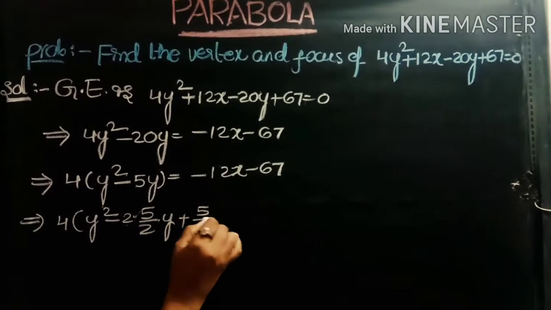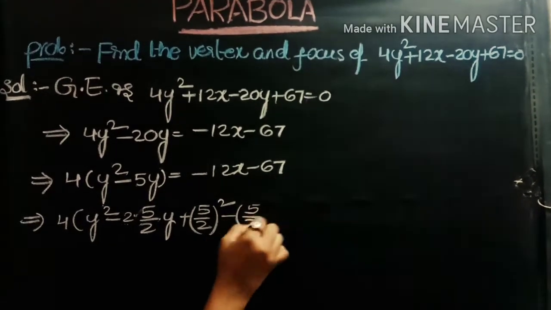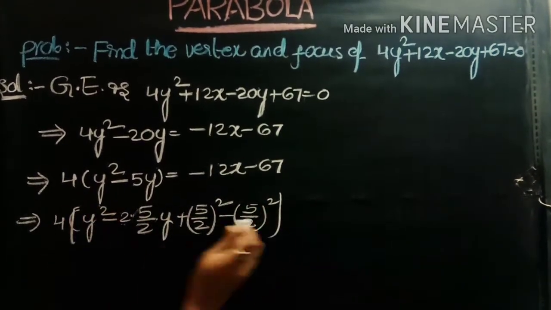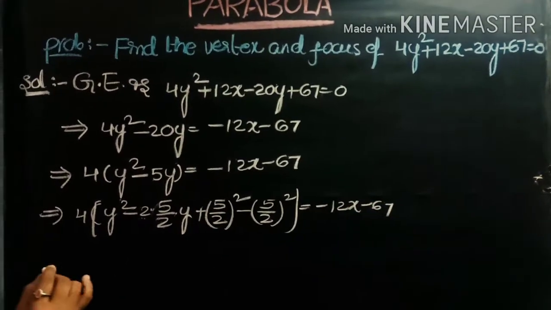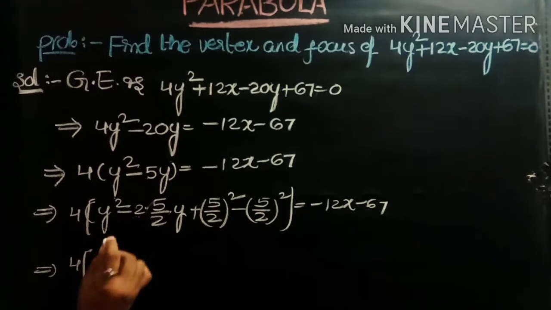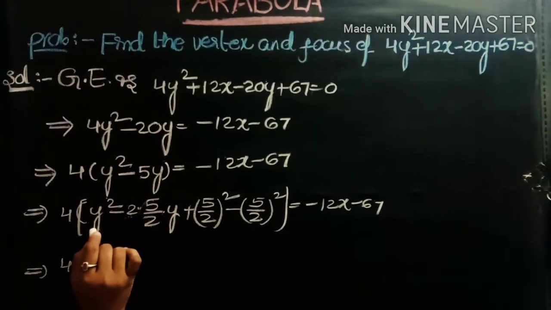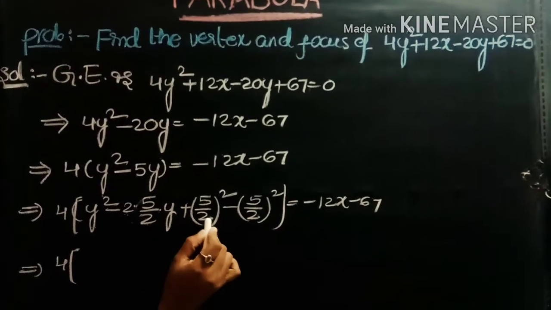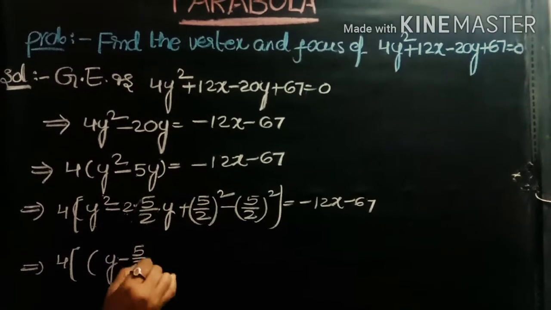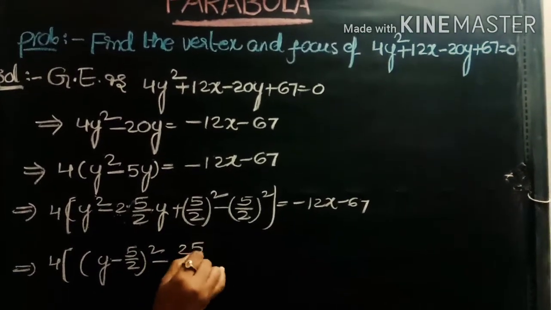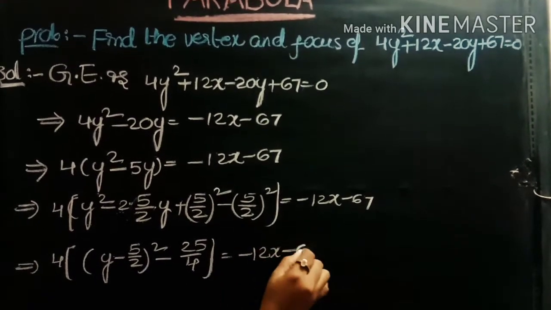So we apply the term 5 by 2 whole square here, plus 5 by 2 whole square minus 5 by 2 whole square is equal to minus 12x minus 67, which implies 4 into, now this is y square minus 2 into 5 by 2 into y plus 5 by 2 whole square, which is in the form of a square minus 2ab plus b square, that is a minus b whole square, that is y minus 5 by 2 whole square minus 25 by 4 is equal to minus 12x minus 67.